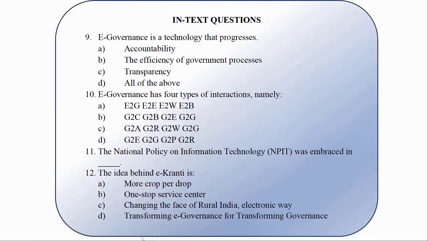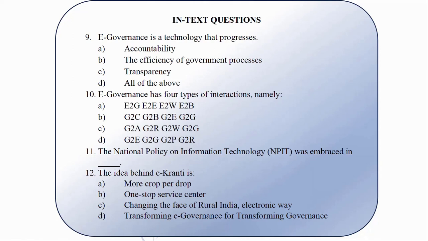In-text questions. Number 9. E-governance is a technology that progresses. A. Accountability. B. The efficiency of government processes. C. Transparency. D. All of the above. Question number 10. E-governance has 4 types of interactions, namely. Option A. E2G, E2E, E2W, E2B. Option B. G2C, G2B, G2E, G2G. Option C. G2A, G2R, G2W, G2G. Option D. G2E, G2G, G2P, G2R.